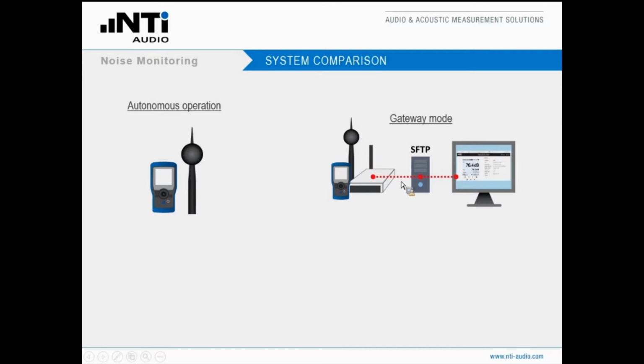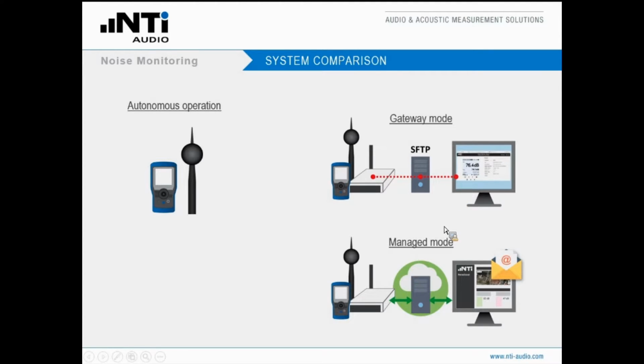An alternative is the gateway mode. Here we have also the XL2 instrument with the outdoor microphone, but in addition also a netbox that is connected via wireless, for instance a mobile data network, to an SFTP server, which is then connected to the PC in your office. And by this connection you may not only control the noise monitor from your PC, but you may also upload the recorded data from the noise monitor to your office.